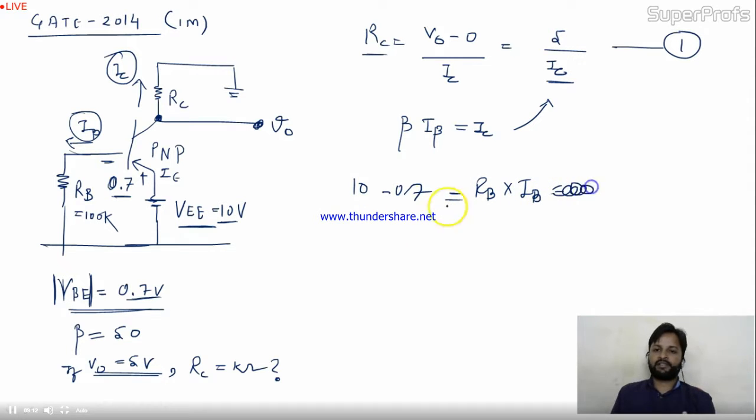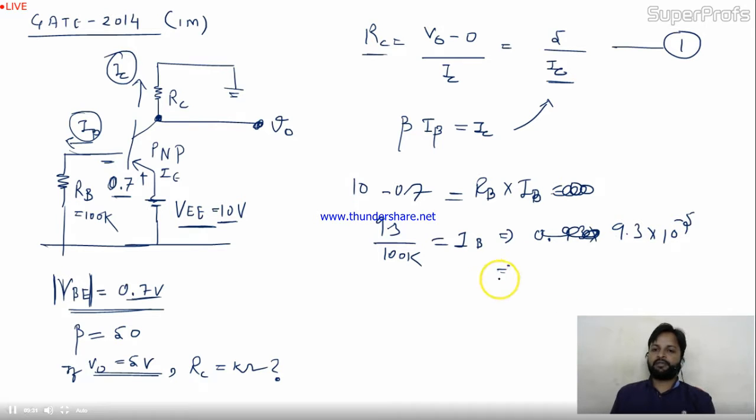So let's take it to this side, and this will be 9.3 divided by 100K if I'm taking IB alone. So IB will be equal to 9.3 into 10 to the power minus 5. And if you want to make it in micro, you have to multiply by 10 to the power minus 1 and by 10 to the power 1. So it will be 93 microampere. The current IB is 93 microampere.